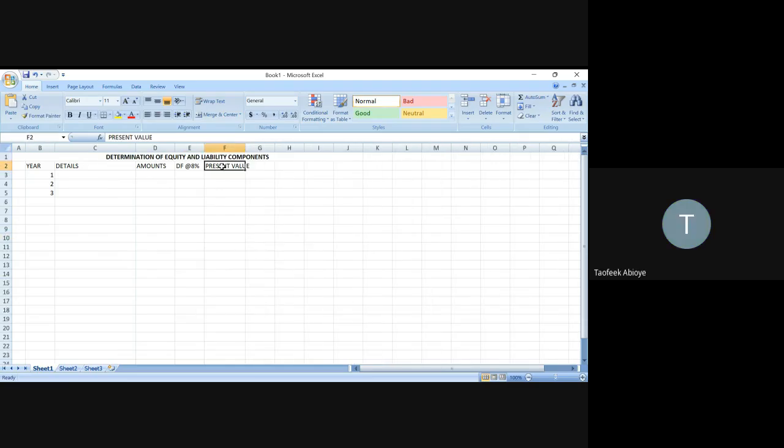Now, if it's a financial liability, where are we going to put it in our financial statement? You know, we will put it under non-current liability. If it is equity, where are we going to put it? It will be under equity. Now, since it is a compound financial instrument that has both equity and liability, where are we going to put it? Can you see that you could not answer the question?